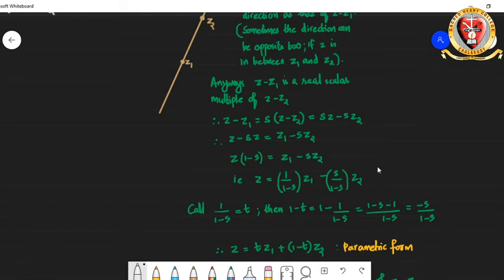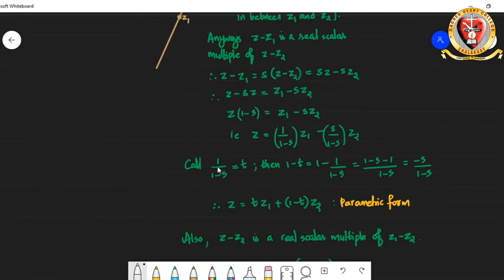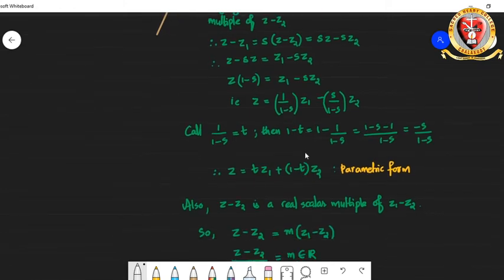Okay, and call this 1 by 1 minus s to be equal to t, and just calculate 1 minus t, and then you arrive at minus s by 1 minus s, which is the term here. So the equation which is sitting here can be rewritten as z is equal to t z1 plus 1 minus t into z2, and this is called the parametric form of a straight line in the complex plane.